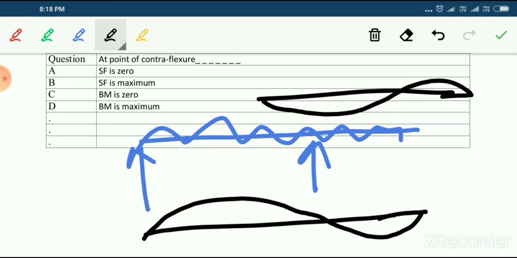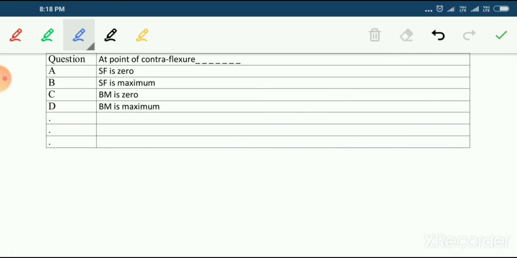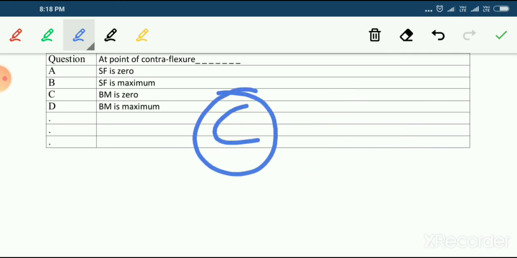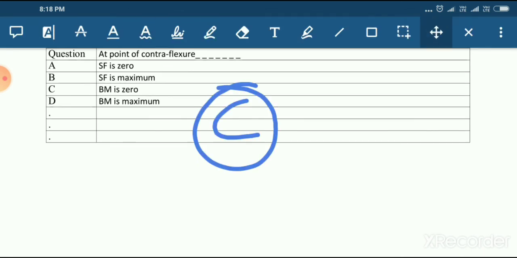So this point is called the point of contraflexure. At this point the bending moment changes from positive to negative, and at that point the bending moment value will be equal to 0. For this question, it is telling bending moment is 0. And one thing you have to remember, the point of contraflexure exists in overhanging beams, and at that point the bending moment value will be 0. So for this question, C is the correct answer. Okay, we'll move to the next question now.